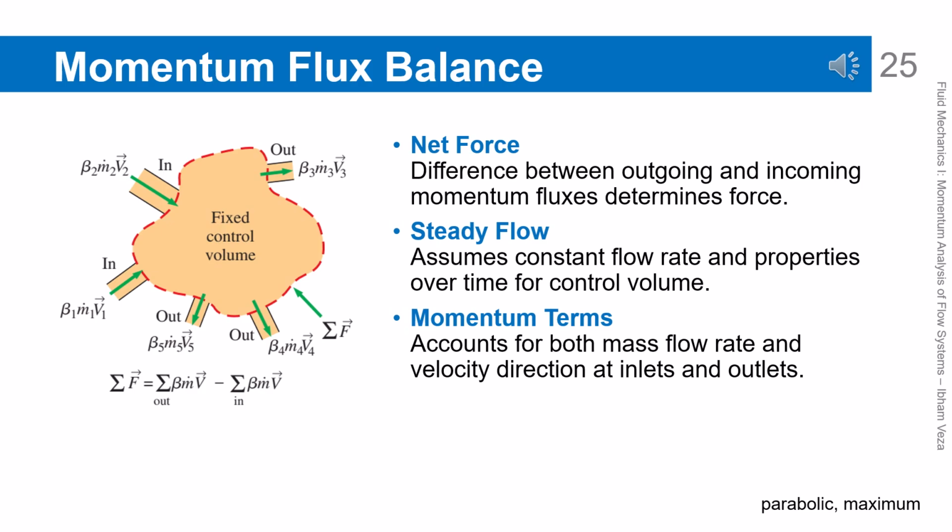The net force on a control volume is determined by the difference between outgoing and incoming momentum fluxes. In steady flow, there is no accumulation of momentum inside the control volume. Each inlet and outlet contributes momentum according to its mass flow rate and velocity vector. The velocity direction is very important because momentum is a vector quantity. This equation becomes the practical form of the momentum equation for many engineering applications.